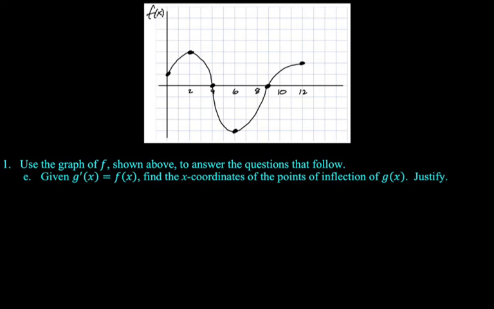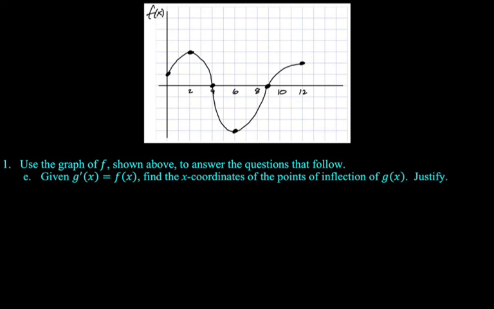Given g prime is equal to f of x, find the x-coordinates of the points of inflection. By the way, it's definitely the x-coordinates. Don't even think about trying to find the y-coordinates. We do not have enough information to do that. You almost never ask for the actual point of inflection. You're almost exclusively asked for the x-coordinates. We want the x-coordinates of the points of inflection, and we want to justify it.